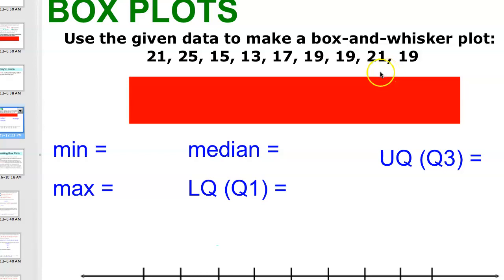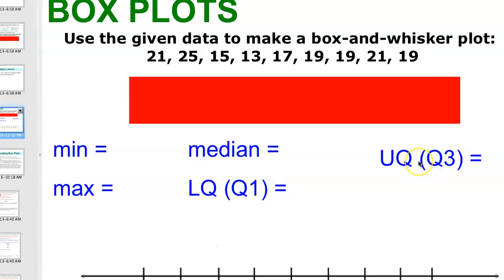In order to create a box plot, you need 5 numbers. It's called the 5-number summary because it summarizes the data in 5 numbers. Those 5 numbers are the minimum and the maximum, so your smallest and largest numbers; the median, that's the middle number; the lower quartile, that is the median of the lower half of the data; and then the upper quartile, or Q3, that's the median of the upper half of the data.